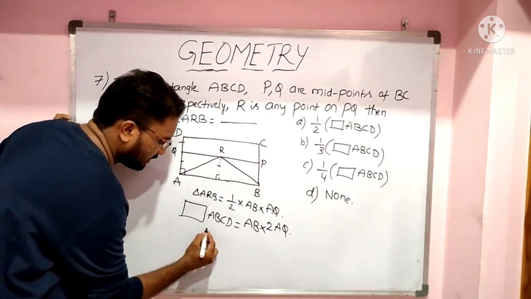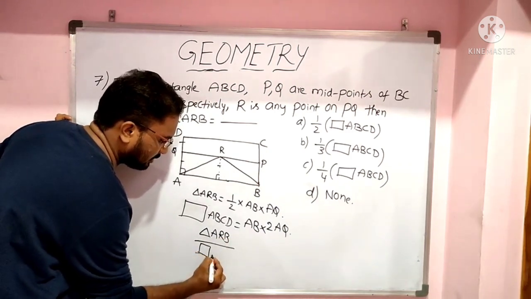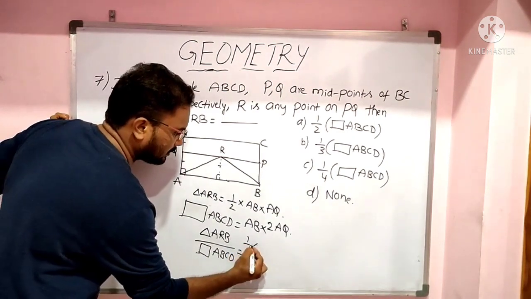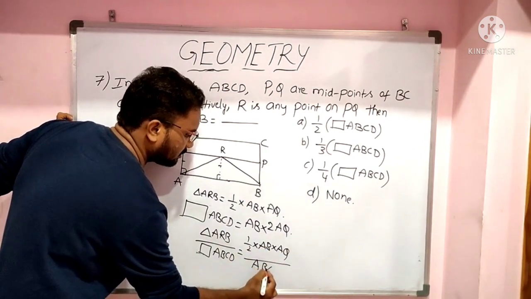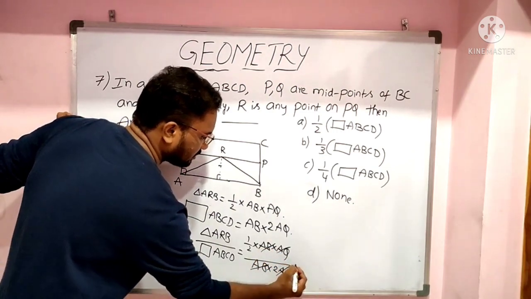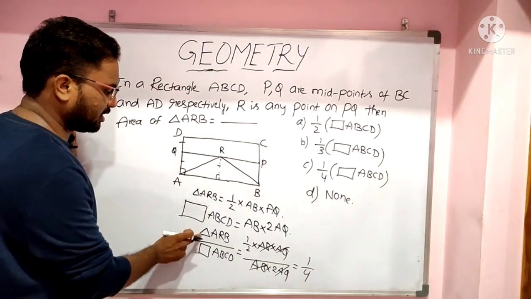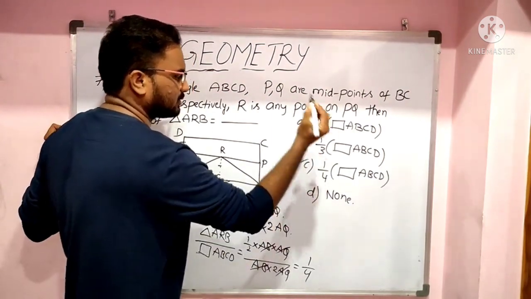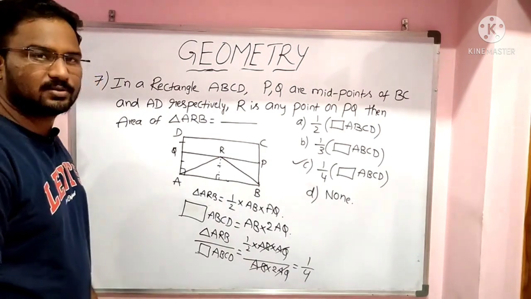So if you take the ratio of area of triangle ARB and area of rectangle ABCD, it is equal to half into AB into AQ divided by AB into 2AQ. Okay, AB cancels, AQ cancels. So that equals 1/4. So the answer: area of triangle ARB equals 1/4 of area of rectangle ABCD. So answer C.